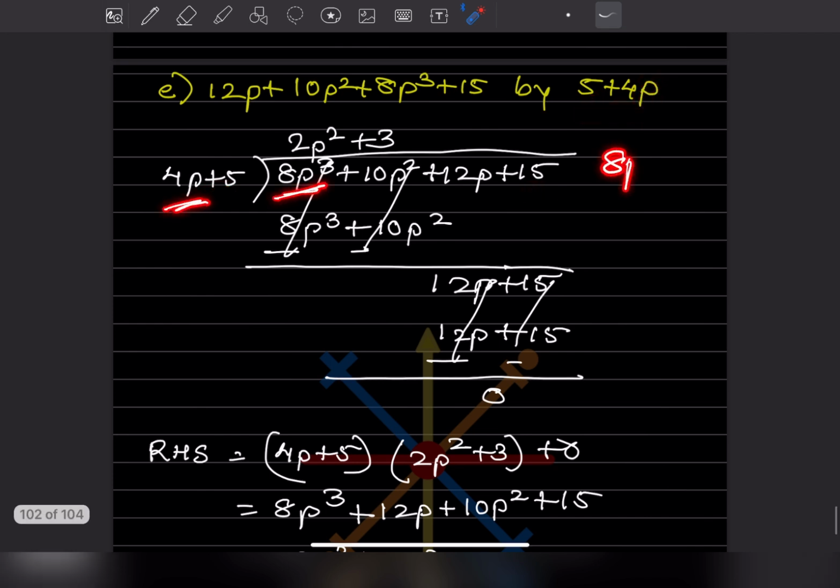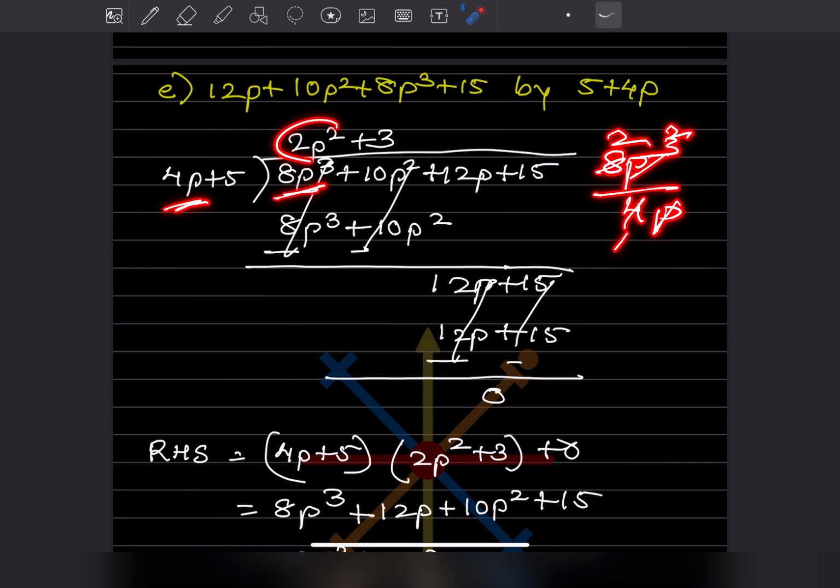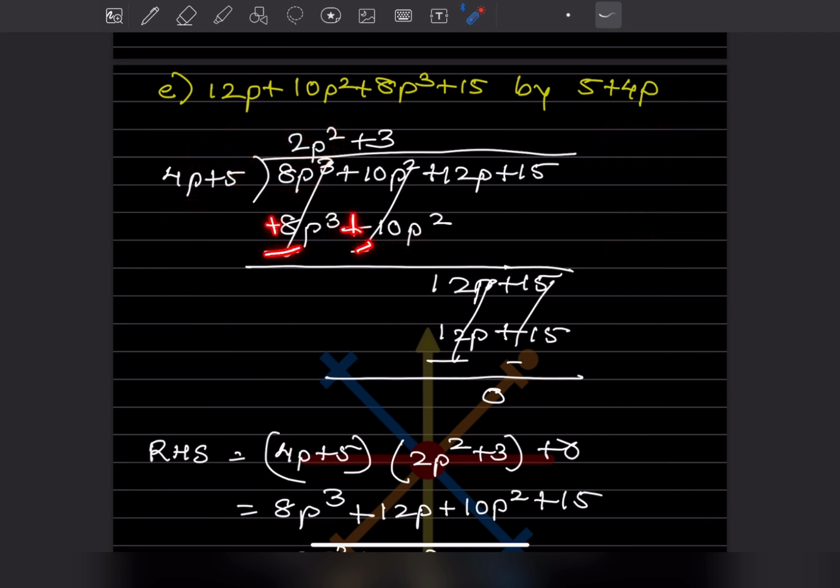So 8p cubed divided by 4p. 4 ones are 4, twos are 8, so this is going to be 2. So it is going to be 2p square. So that is going to be 8p cubed. And this is going to be 10p square. So here plus, this becomes minus, plus becomes minus. So this and this gets cancelled. This and this gets cancelled.